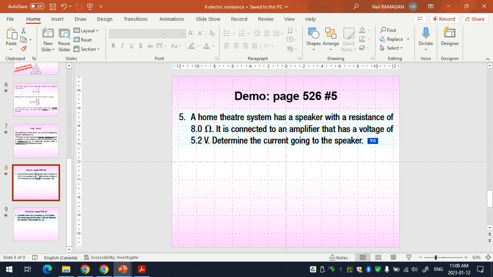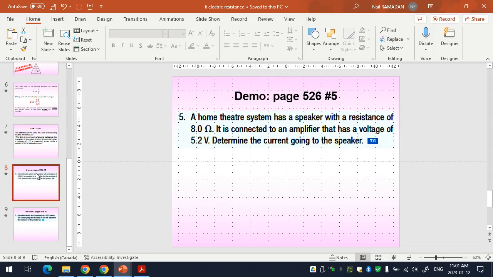Is this the one you have? Yes? Okay, it's on the same page. A home theater system has a speaker with a resistance of 8 ohms, and it's able to connect to a 5.2 volt source. What is the current going through? Again, by the way, everyone, how many equations do you know for current now? 2. The one I taught you yesterday, I equals Q over delta T, and the one I used today, the amazing Ohm's law.